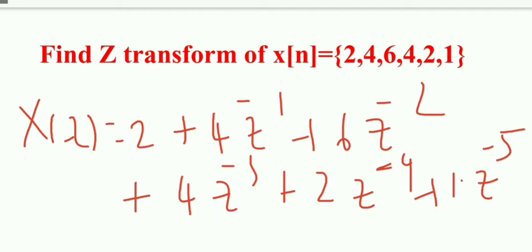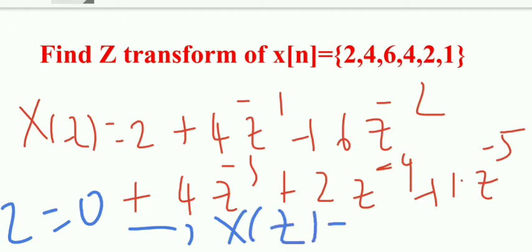Here you see z power minus 1 is nothing but 1 by z. Z power minus 2 is nothing but 1 by z square. Z power minus 3 is 1 by z power 3. So when you substitute z 0, what will happen? X of z becomes infinity. Because wherever you substitute, here 1 by z, here 1 by z squared, so 1 by 0 is becoming infinity. So x of z is infinity.